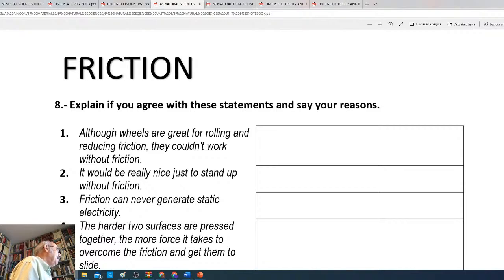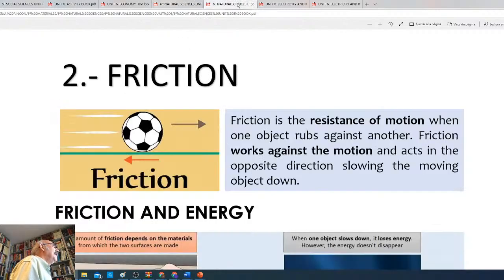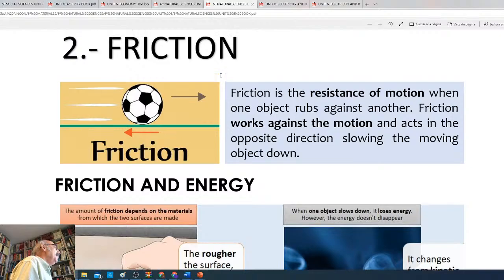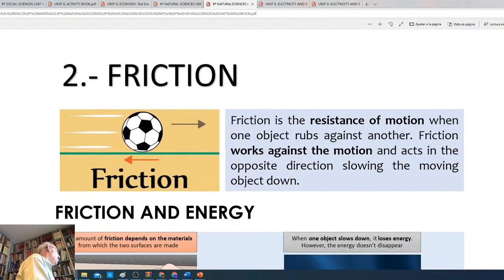So very good. Now please, you have to have your notes before you. I want to talk about friction, and I have some video clips for you to better understand this theme. And before anything, we want to know what friction is. As you can see here, you can see an image.